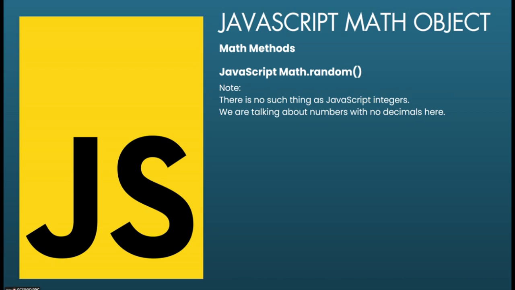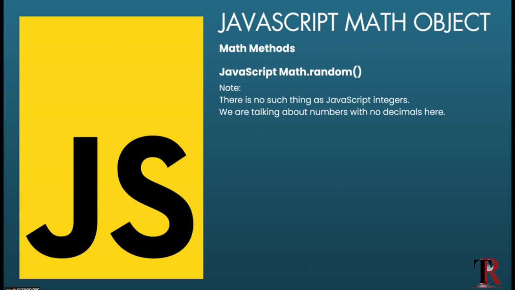JavaScript's Math.random method returns random numbers between 0 and 1. 0 is inclusive while 1 is exclusive. Now, I want you to note that there's no such thing as JavaScript integers. Due to how JavaScript stores numbers, it stores them as floating point numbers, not in an integer format. We don't have that in JavaScript.